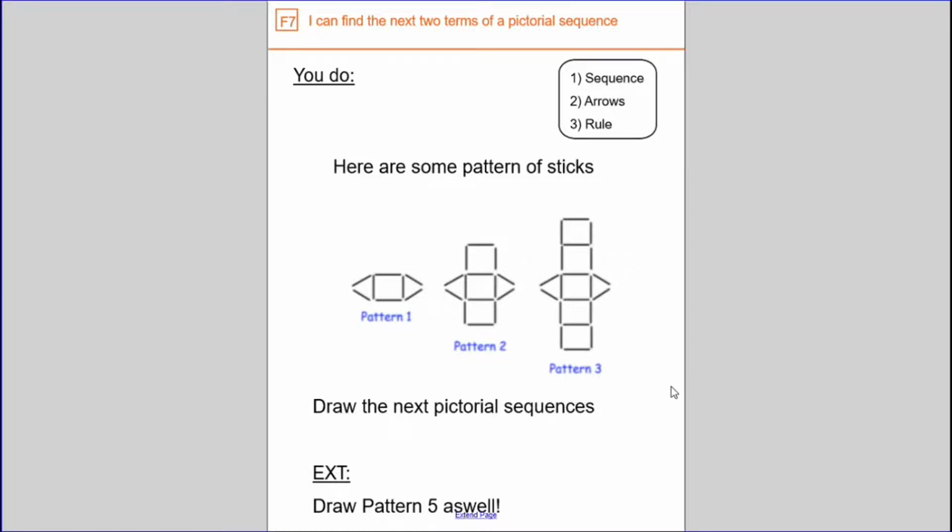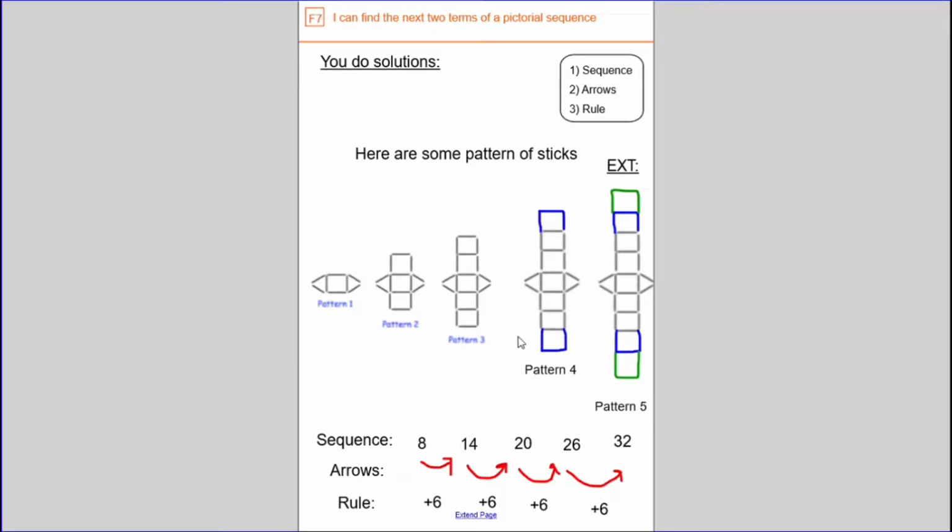Here's a question for you to try. You've got pattern 1, 2 and 3 and you're asked to find the next pictorial sequence. As an extension, see if you can draw pattern number 5 as well, and pause the video here. Here's the solutions. Make sure that you self-assess your work.